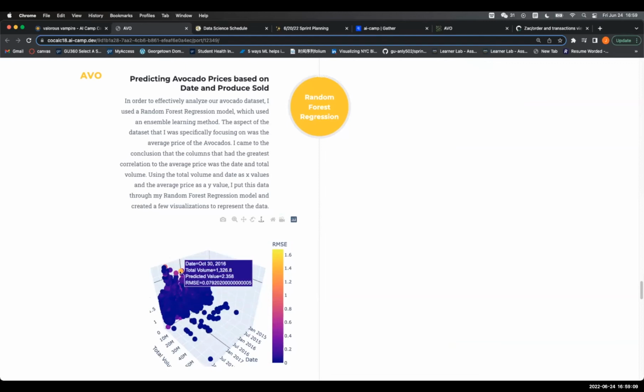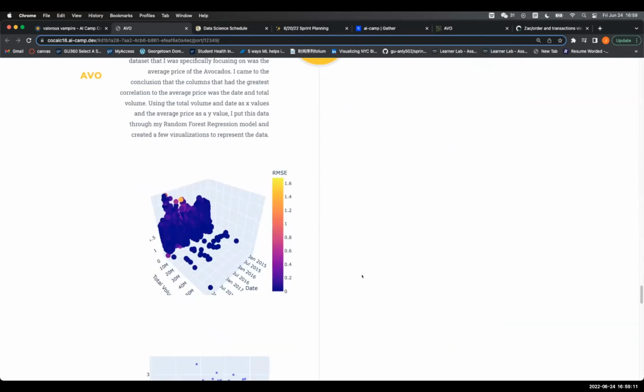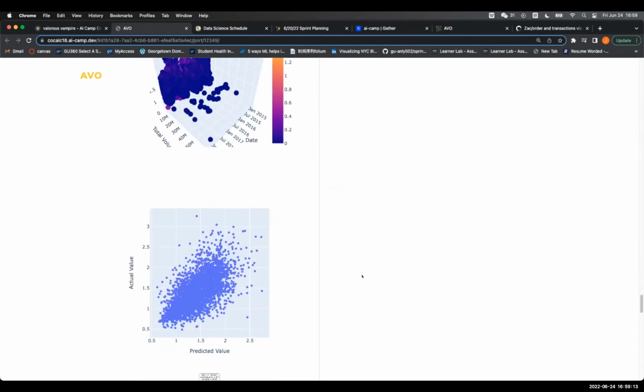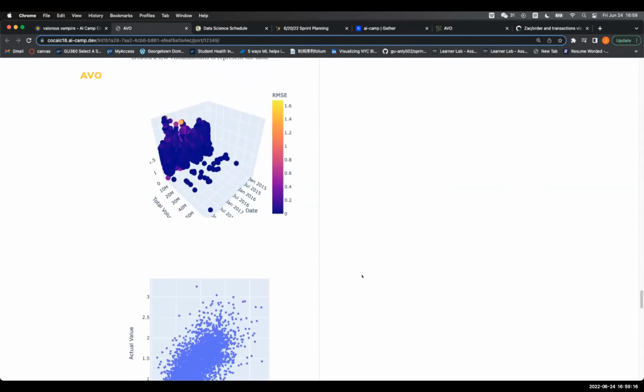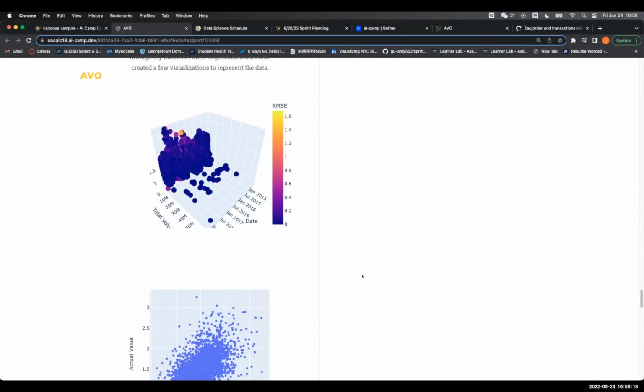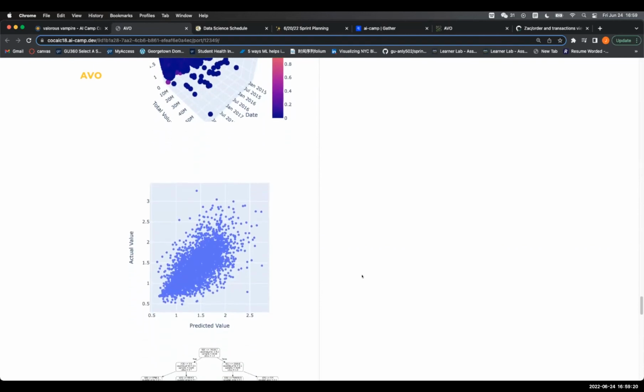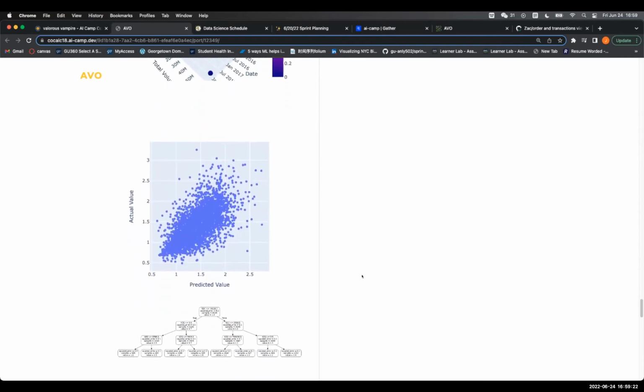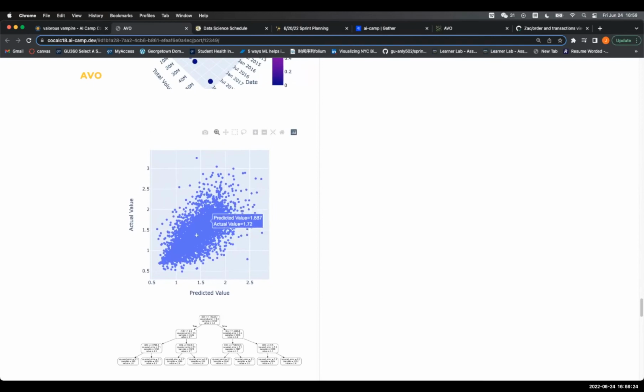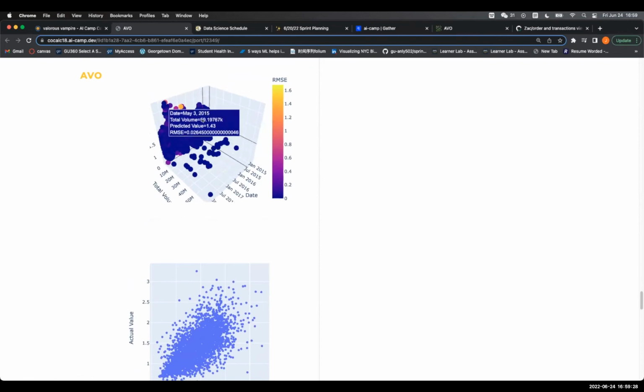I came to the conclusion that the columns that had the greatest correlation to the average price were the date and the total volume. Using the total volume and date as X values and the average price as a Y value, I put this data through my random forest regression model and created a few visualizations to represent the data. The first model that I've created is a 3D scatter plot, which correlates the date and the total volume to the average price of the avocados.